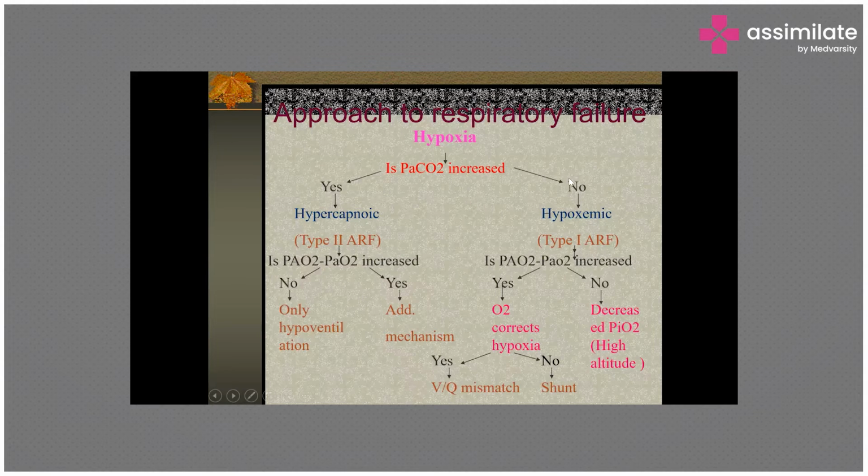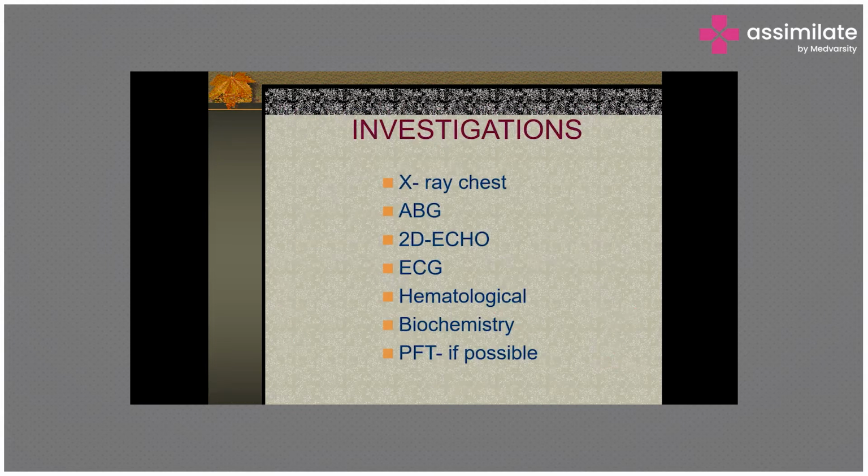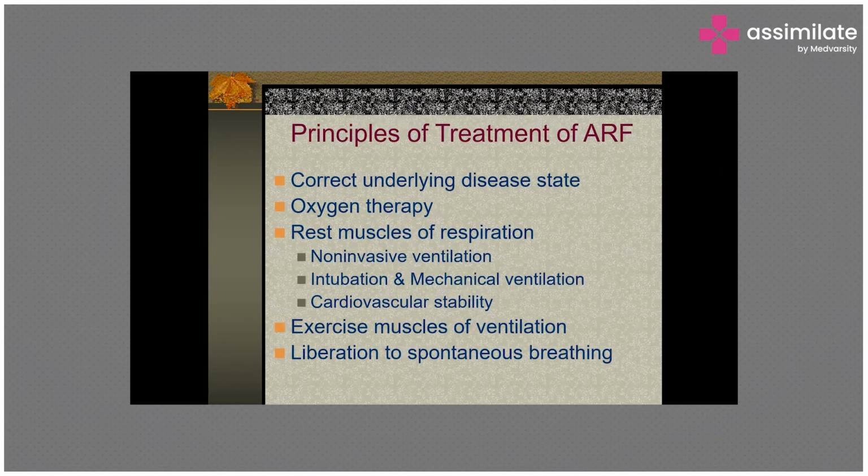If the PCO2 is not increased, probably this patient is in hypoxia, which is type 1 respiratory failure. And then we should also be able to calculate the alveolar arterial gradient. If there is an increased alveolar arterial gradient, there is shunt, and we need to treat that shunt. And if there is no increase in the alveolar arterial gradient, that could be due to high altitude sickness. So these are the investigations which are very pertinent and important to find out the cause of respiratory failure.